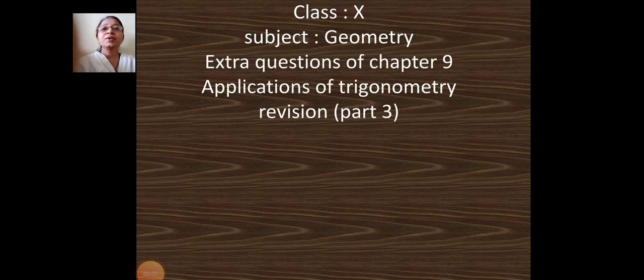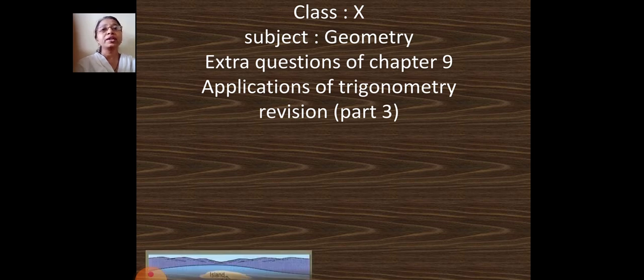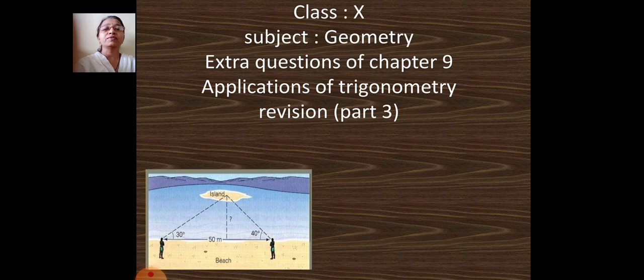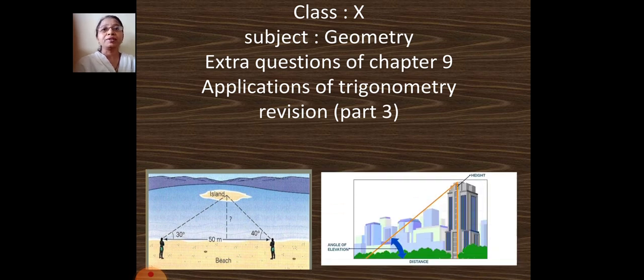Hello students, welcome to standard 10th geometry class. In today's revision lesson, we are going to take some extra questions of chapter 9, that is applications of trigonometry. So let us see what those questions are.